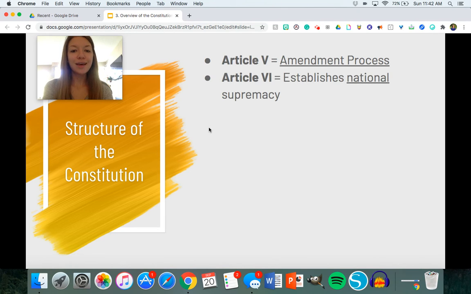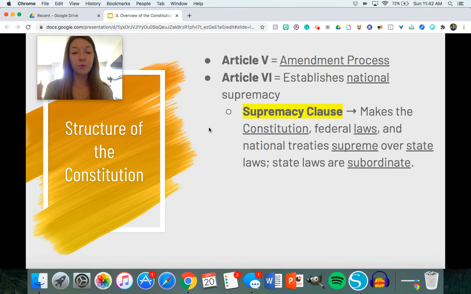And then Article 6 establishes national supremacy. And it does that through a very short clause called the Supremacy Clause. And this makes the Constitution, federal laws, and national treaties supreme over state laws. So state laws are now subordinate, or under. So if there is conflict between the national government and the state government and the laws that they've made, the national government will always come out on top. Okay, that's what it means to have supremacy.